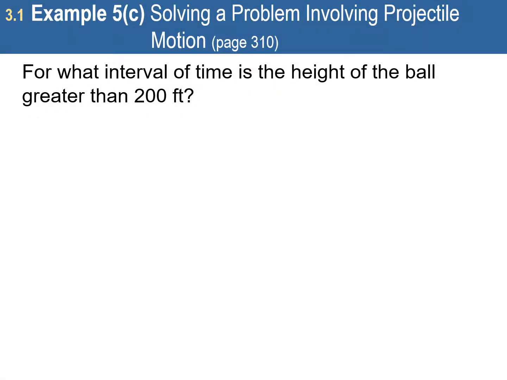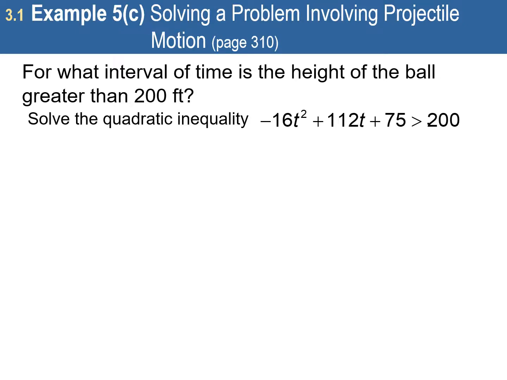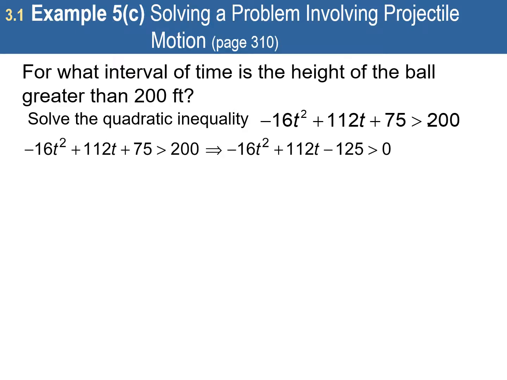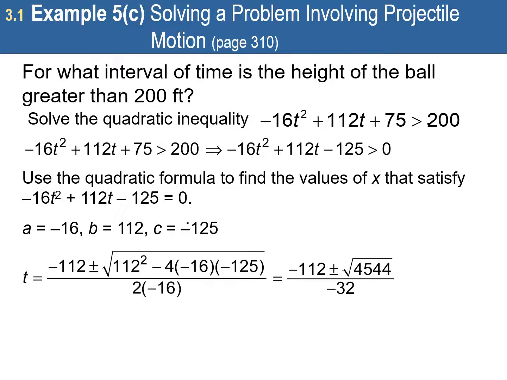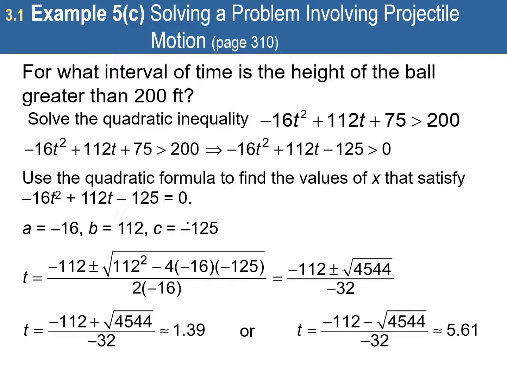For what interval of time is the height of the ball greater than 200 feet? So this is an inequality. Solving this, I have negative 16t squared plus 112t minus 125 has to be greater than 0. So let's use a quadratic formula to solve this one. A is negative 16, B is 112, C is negative 125. So t is 1.39 or 5.61.